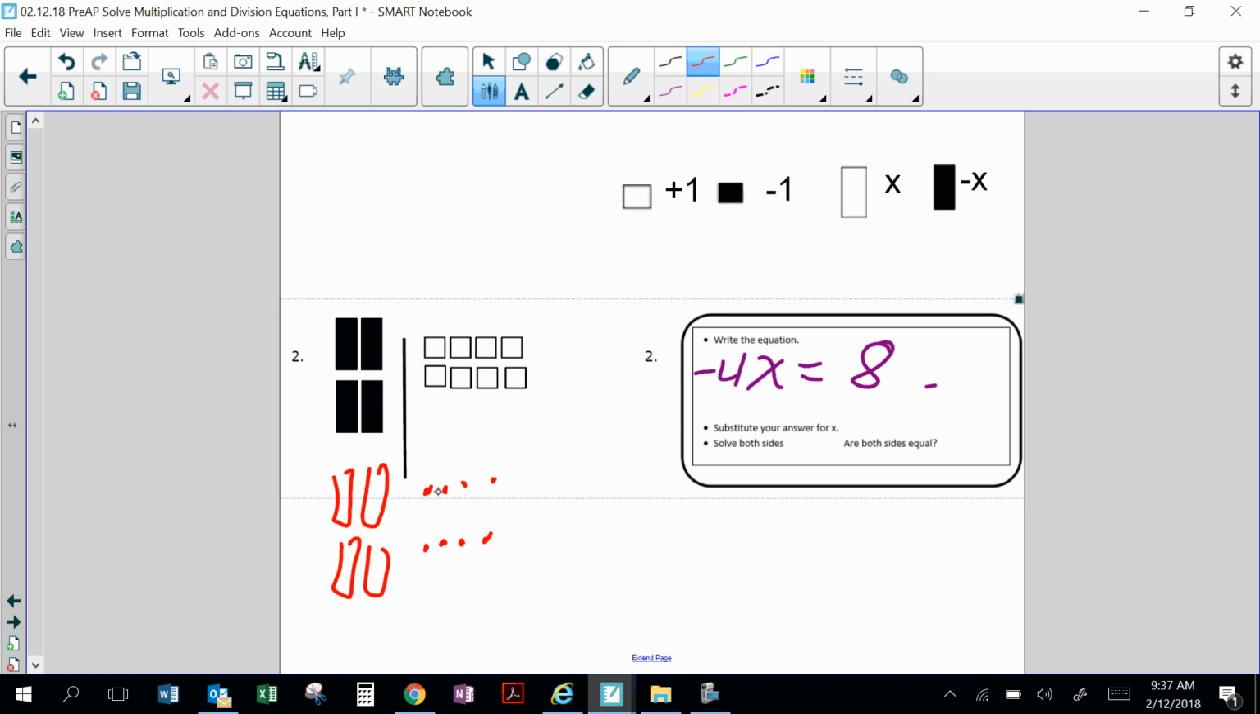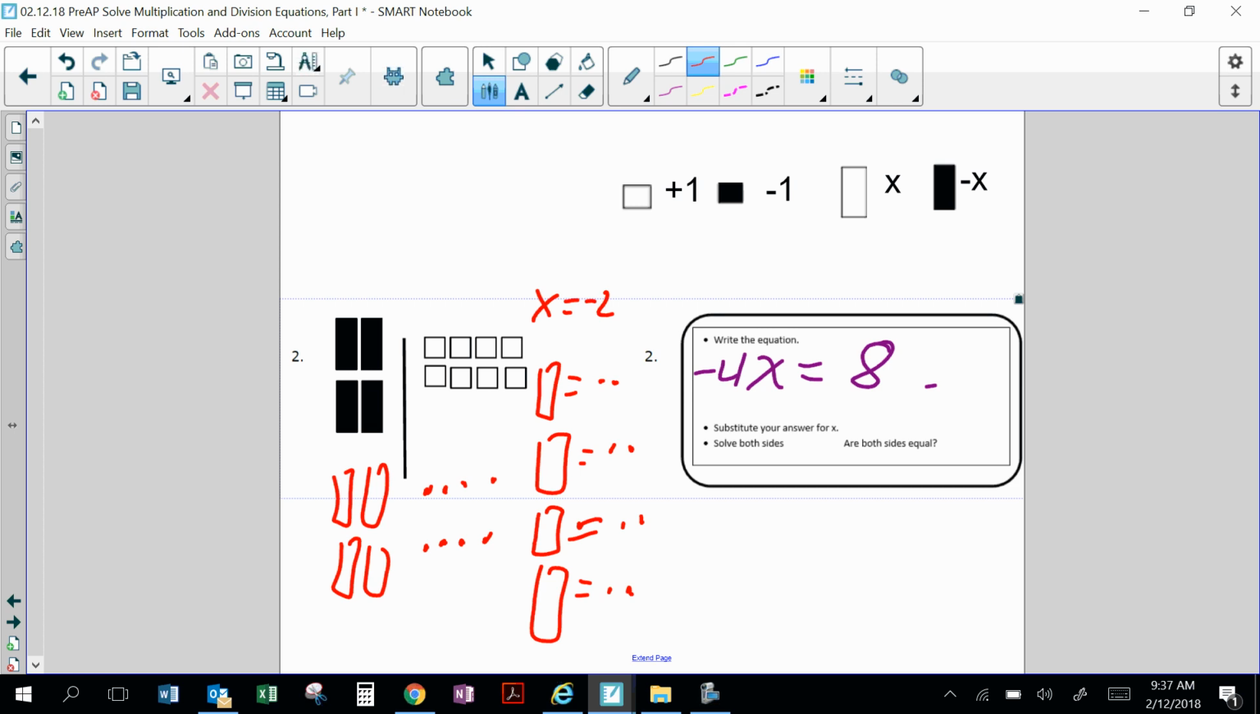Now, how many negative 8s go in each x? x equals -2. So through my modeling, I realize x equals negative 2.